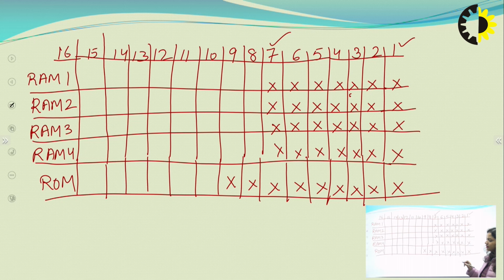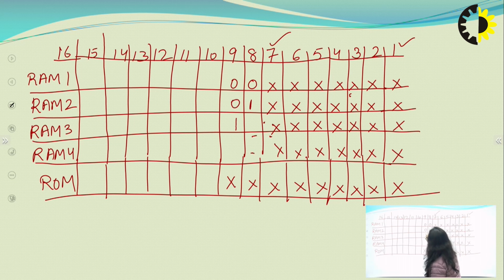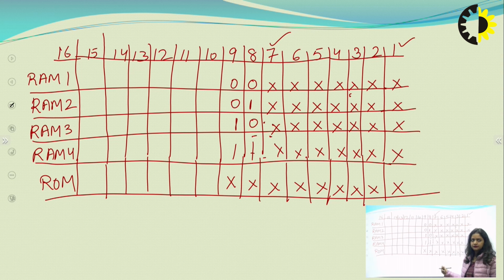So what about the 10th and 9th bit for RAM chips? For RAM chips, the 10th and 9th bits act as a selection process for selecting that particular RAM chip. For RAM number 1, the value of the 9th and 8th bit will be 00, 01 for RAM 2, 10 for RAM 3, and 11 for RAM 4. And for ROM, it will be working as an address line.